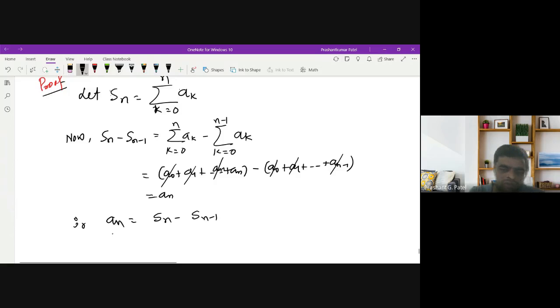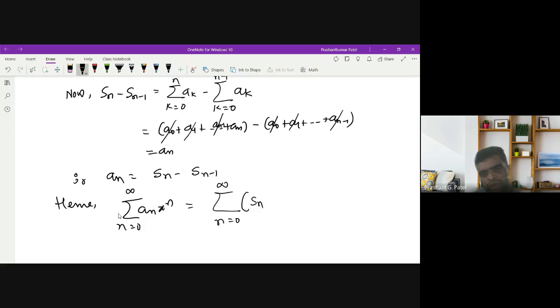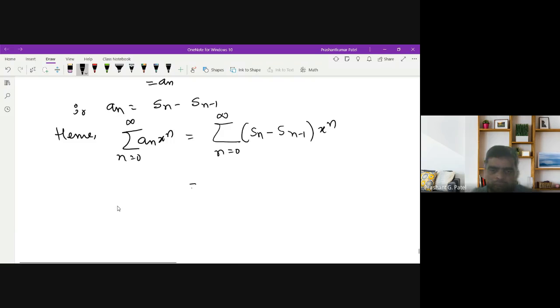So from this what we can say is the summation of an x raised to n, running from 0 to infinity. If I substitute this value of an here, then this is summation n running from 0 to infinity (Sn minus Sn minus 1) x raised to n. And if we can separate this out, then this will be summation n running from 0 to infinity Sn x raised to n minus summation n running from 0 to infinity Sn minus 1 x raised to n.